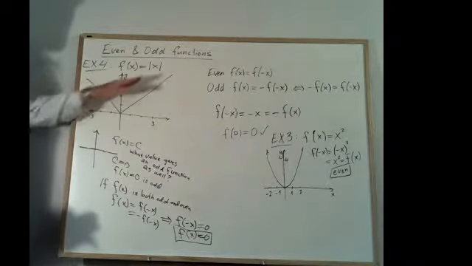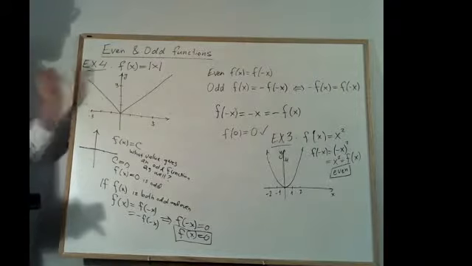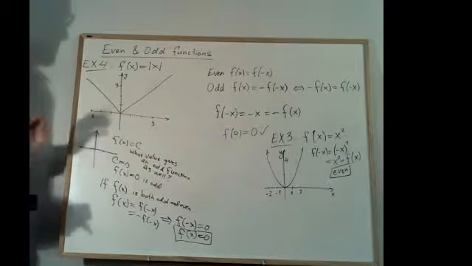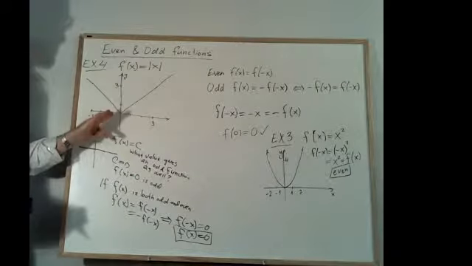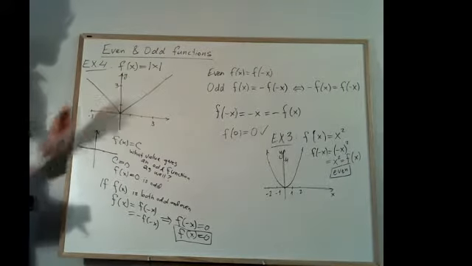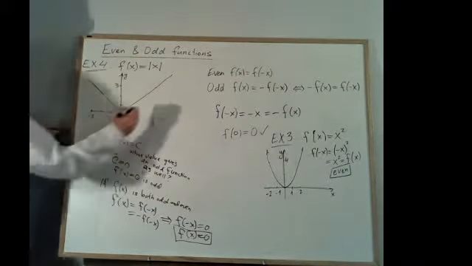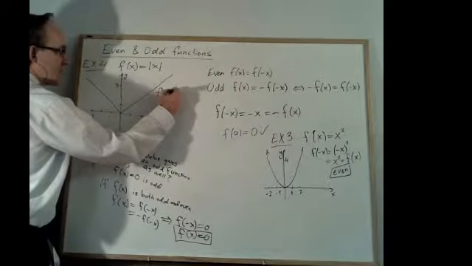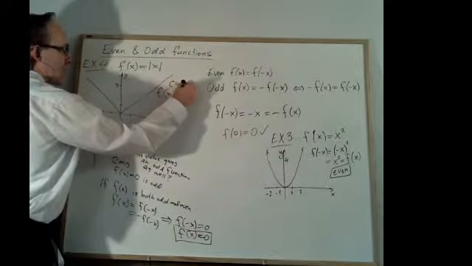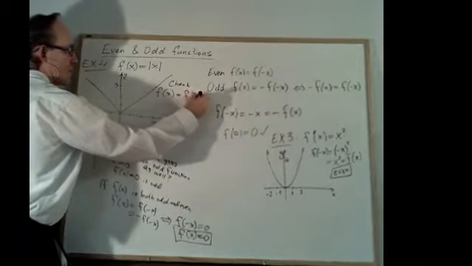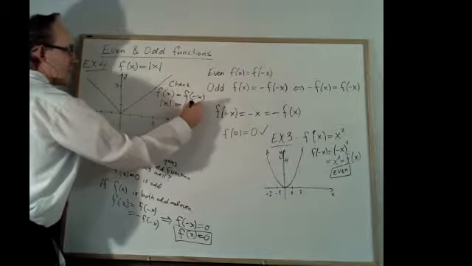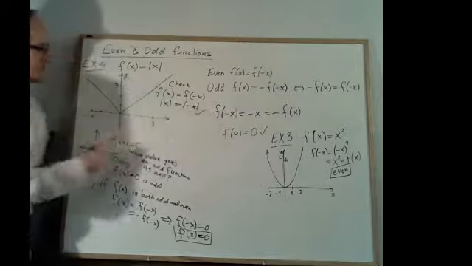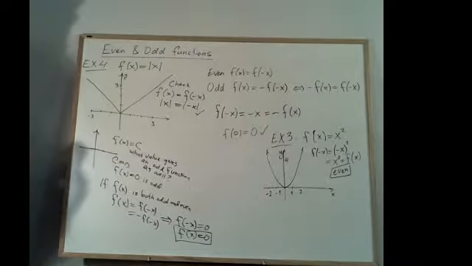Okay, so this function is obviously not 0, so it can only be one or the other of odd and even. And this looks like it's symmetric with respect to the y-axis, so that looks like it should be even. So we just have to check this equation. Is it true? And then you see that, yes, it's true because the absolute value of minus x is the same as the absolute value of x.